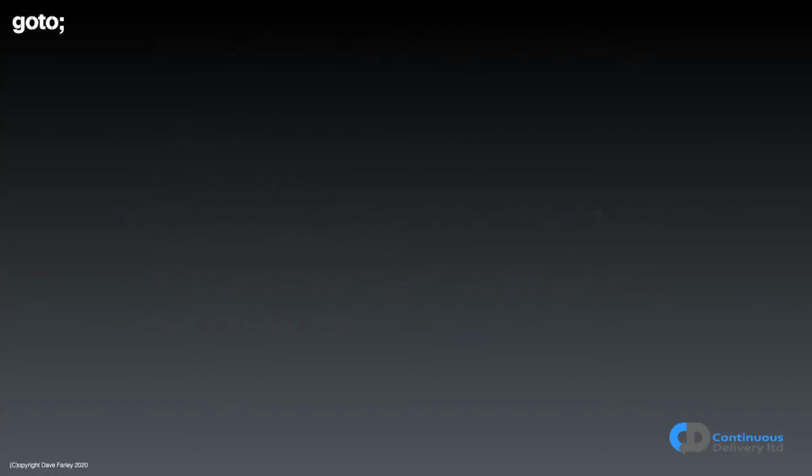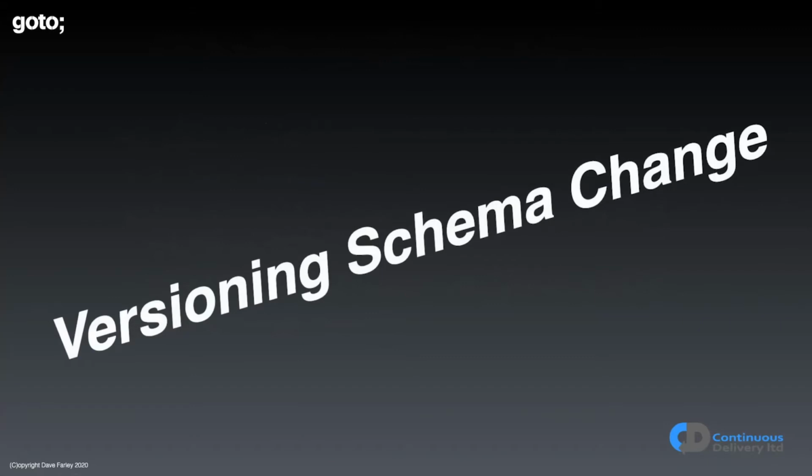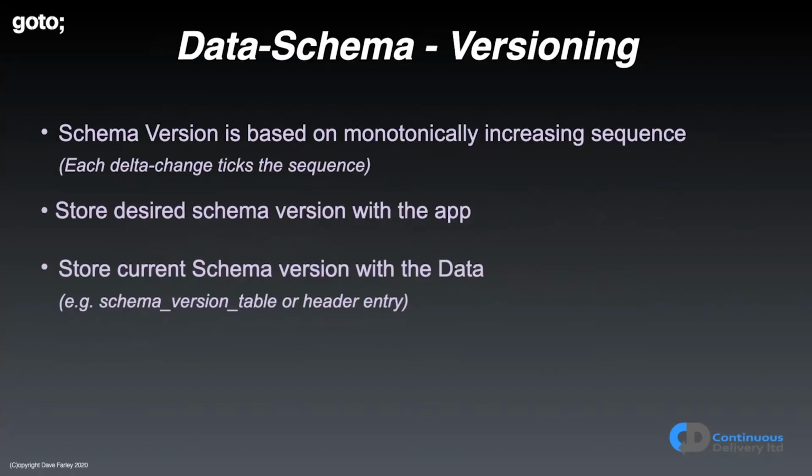So let's start thinking about that in a bit more detail and think about versioning schema changes. Every schema change should be versioned and based on a monotonically increasing sequence number. So each delta ticks the sequence. That way we can uniquely identify a change in structure, and we know what sequence those changes need to be applied. Store the desired schema version with the application.